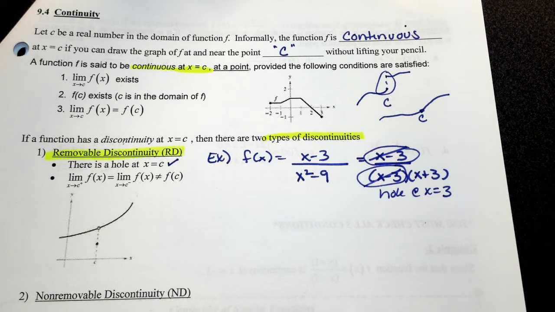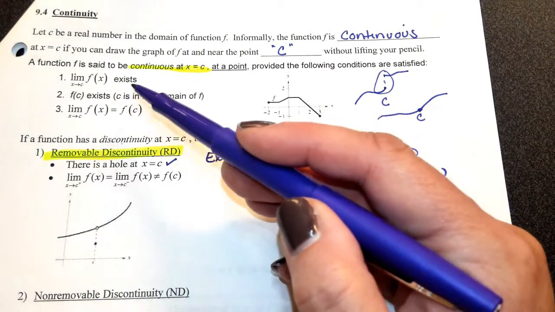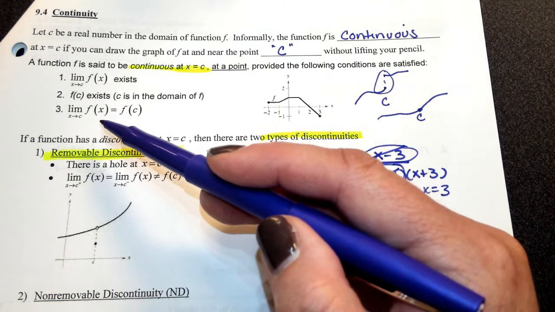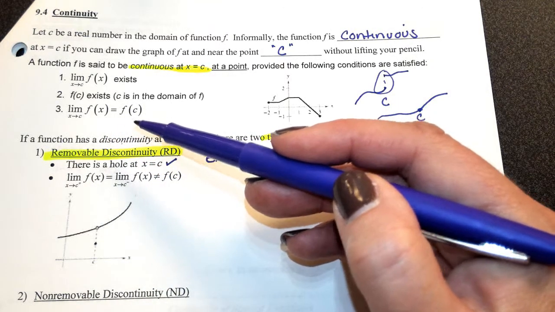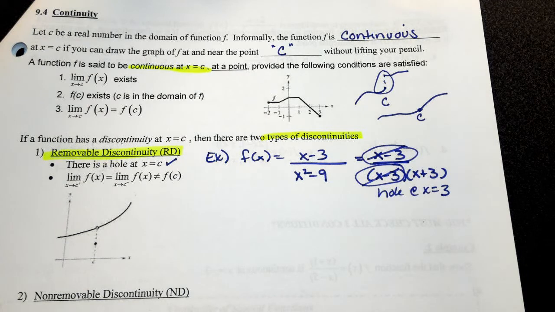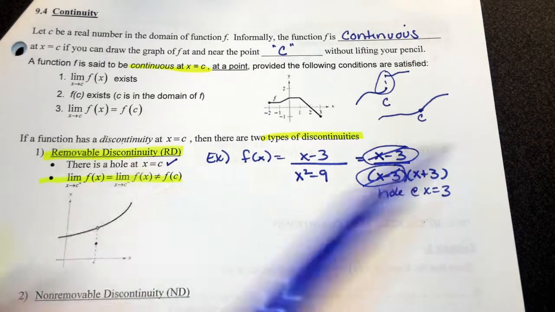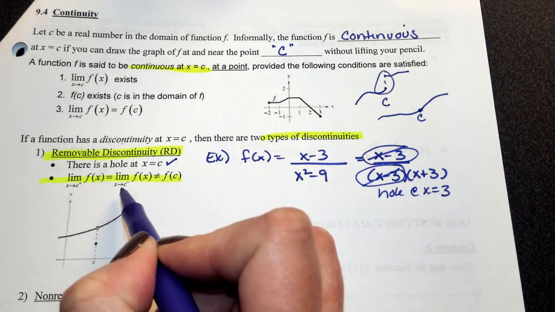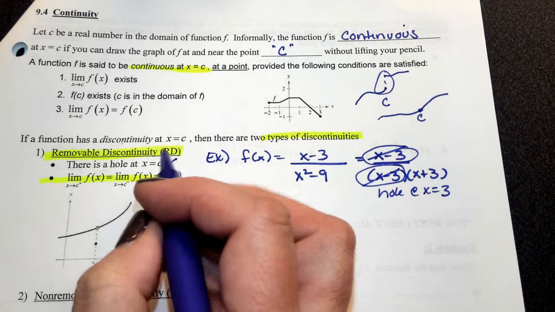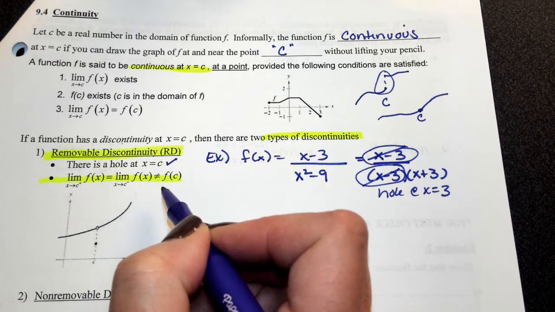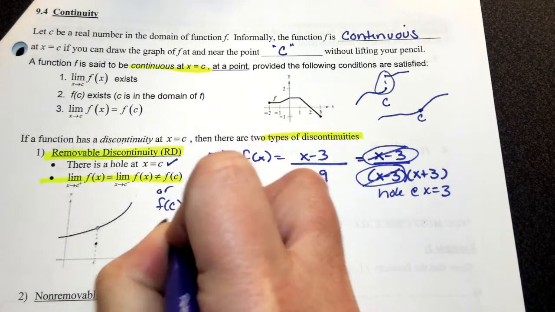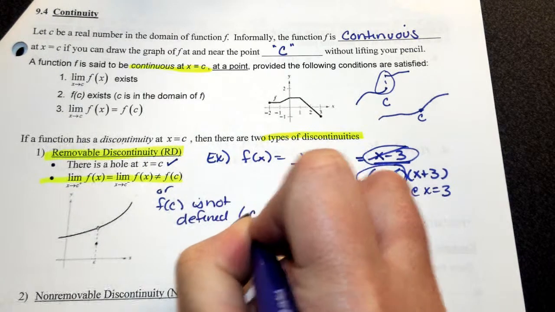Now, in our definition of continuity, we talked about the three conditions that have to happen. The limit has to exist, f of c has to be in the domain, and the limit as x approaches c has to be the same as the defined value. Now that you know limits, this is how you know when you have a hole. The limits are the same, so the limit from the left is the same as the limit from the right. However, what creates the hole is that this will not be equal to f of c, or f of c is not defined, meaning that c is not in the domain.